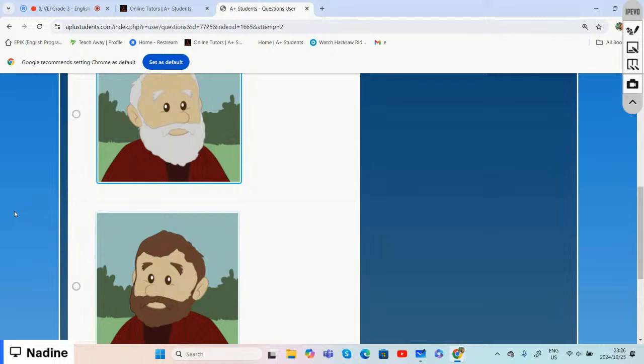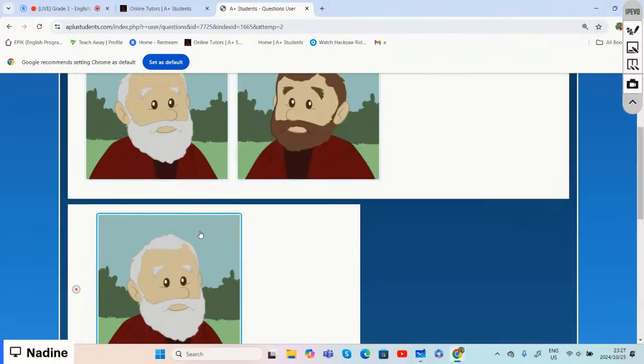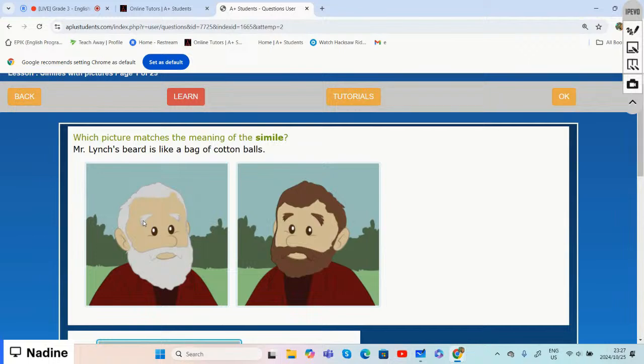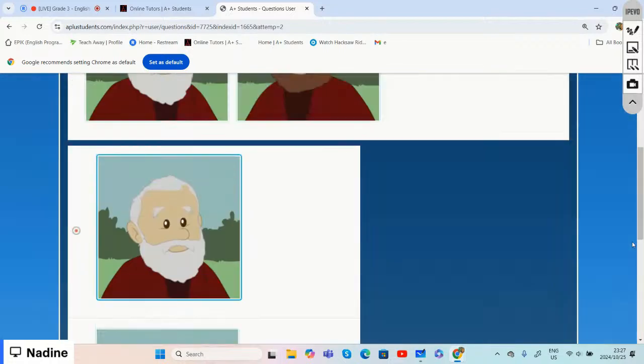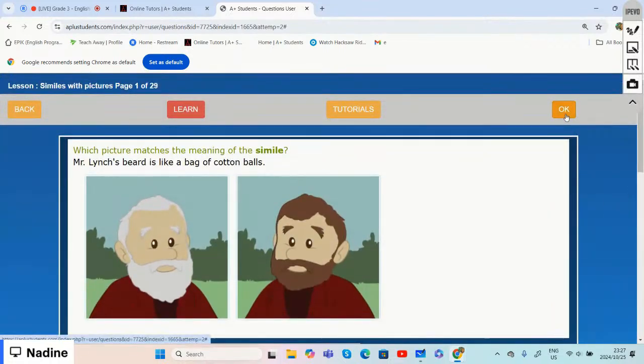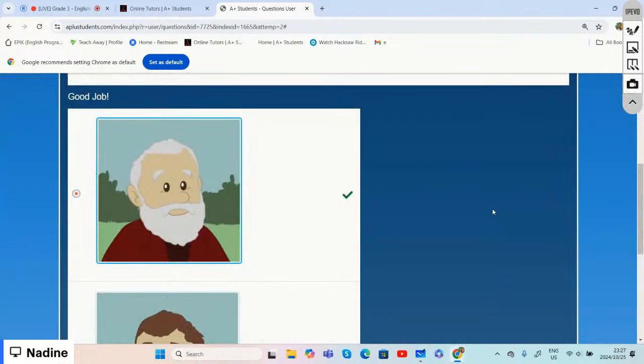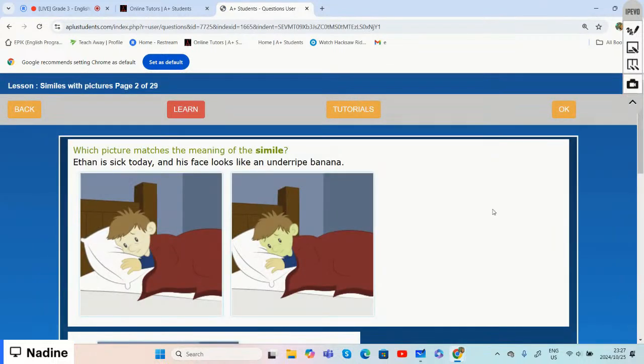And if we were to choose the correct option, then yes, we will go for option one. Because remember, we are saying it is like a bag of cotton balls. Cotton, if we were to put cotton on something, it would be white and fluffy. So yes, the first one is correct. Well done.